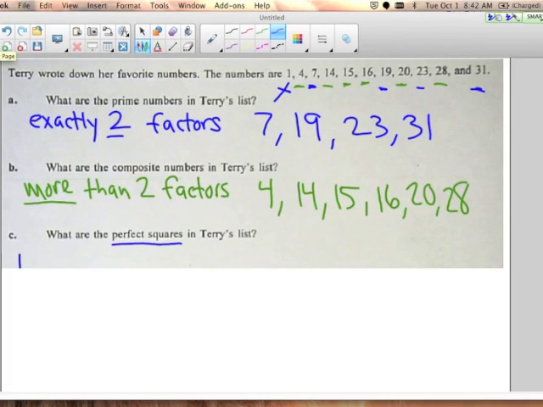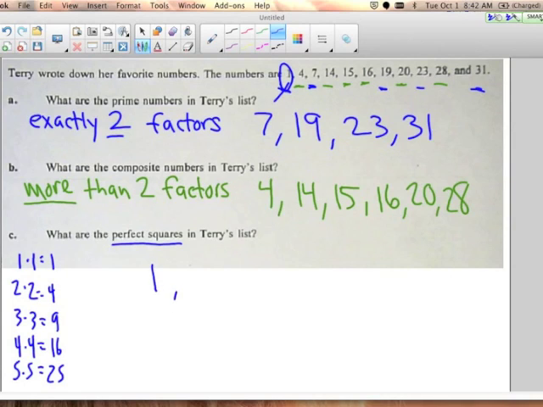Perfect squares, the same as a square number. So if I think of it, 1 times 1, 2 times 2, 3 times 3, 4 times 4, 5 times 5, 6 times 6, and so on, a factor times itself will equal a square number. So 1, 4, 9, 16, 25, 36, 49, and so on are going to be square numbers. On the list, there's a 1, there's a 4, and there's a 16. Most of you forgot to include the 1.